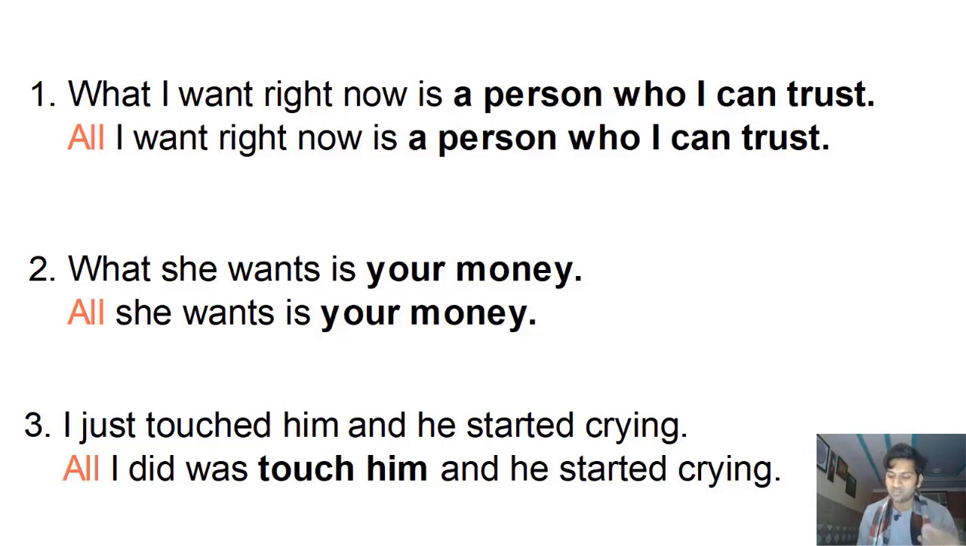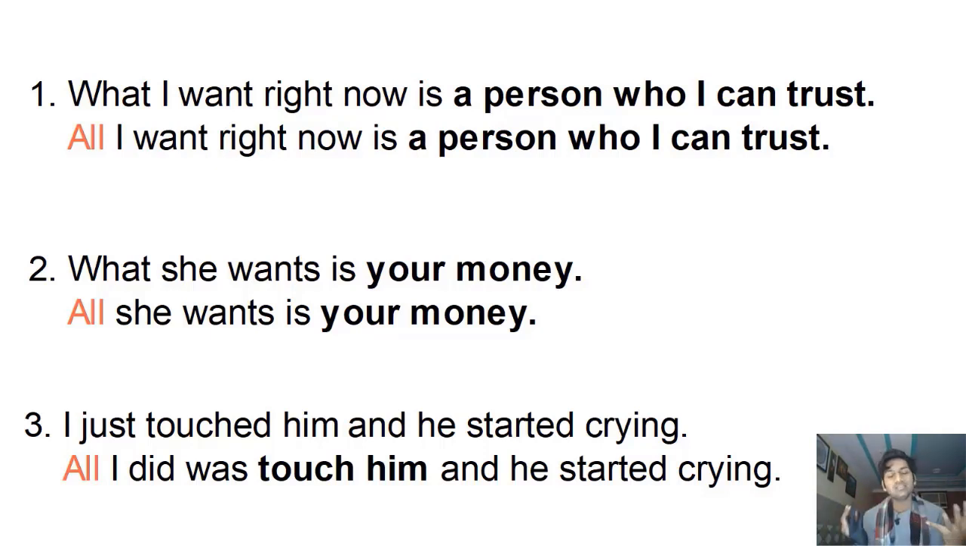What I want right now is a person who I can trust. Another way to say the same thing is, "All I want right now," which is, I think, more emphatic. It's more emphatic, right? Compared to a what-cleft sentence, all-cleft sentences are more emphatic. To me, all I want right now is a person who I can trust.